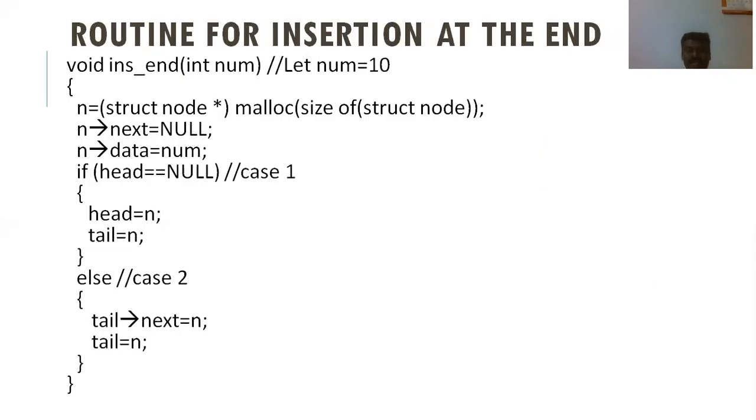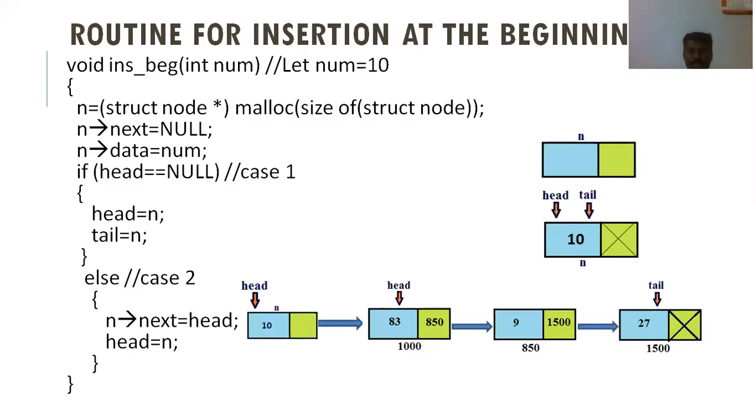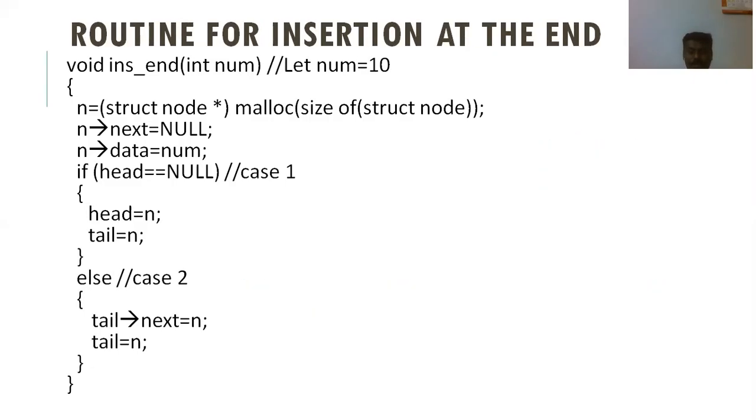Next one, inserting at the end position. Void insert end, struct node, memory allocation, size of the struct node, n equal to, the same example, same concept. If you want to insert the data, first you allocate the node, then insert the node at the last position, otherwise the mid position, otherwise the beginning position. We already had an example and discussed how to insert the data in the beginning position. Now we are discussing how to insert the data in the last position.